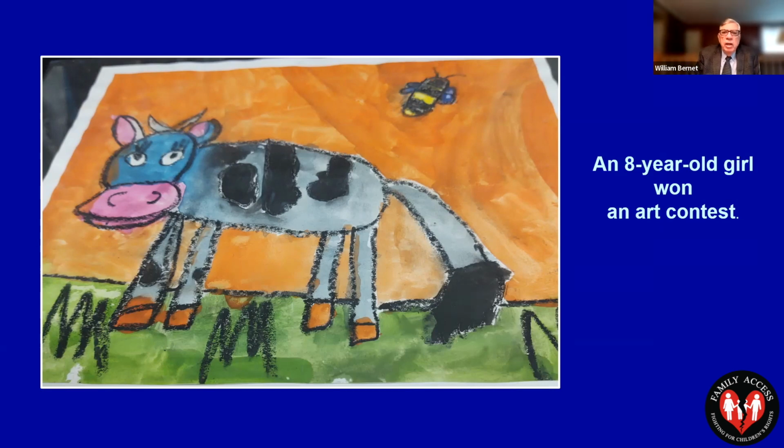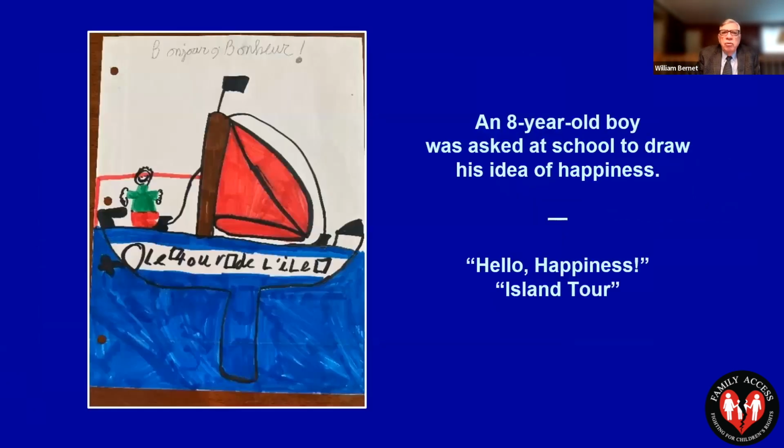It's kind of happy. Here's another one of a little boy who drew this at school, and the assignment was to draw a picture of something happy. And at the top, it says, hello, happiness, bonjour, bonheur in French. Hello, happiness. And this is like a boat trip. And at the bottom on the boat, it says island tour. You know, like you can take the boat on kind of a recreational boat trip. So that's sort of neat. It's nicely done. There's a lot of effort put into this. And it's a pretty happy picture.